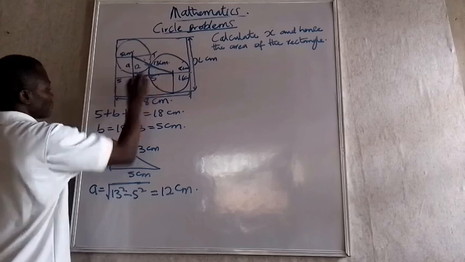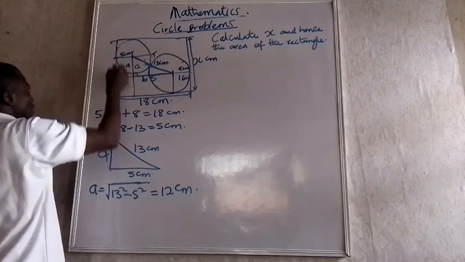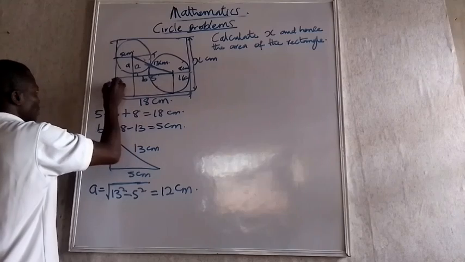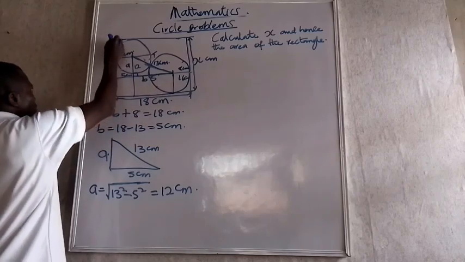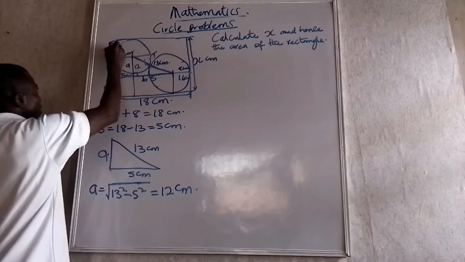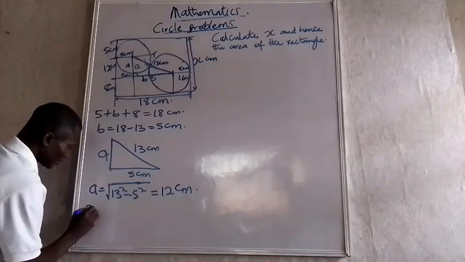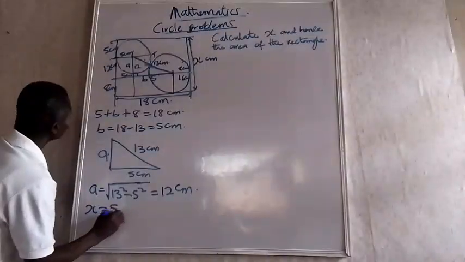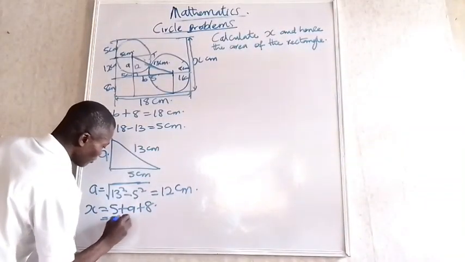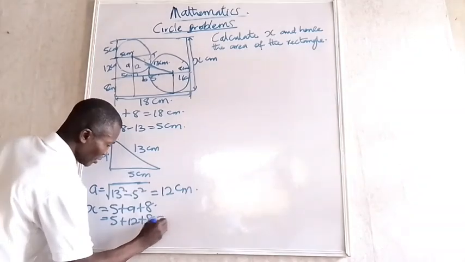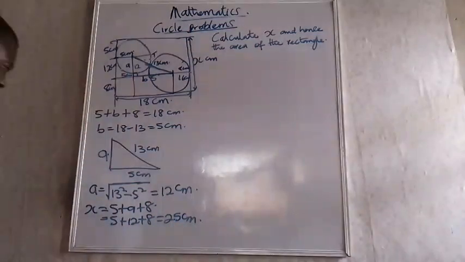This place 5. So we can find this place in x now. From this place to this place, we need the radius of this place. So we have 8 centimeters here. From here to here is 5 centimeters, the radius of this other side. So A is 12. So x will be equal to 5 plus A plus 8, which is 5 plus 12 plus 8, which is 25 centimeters. Now we have gotten x.